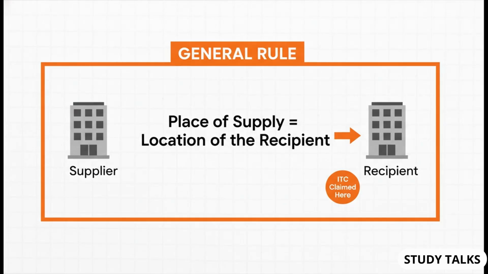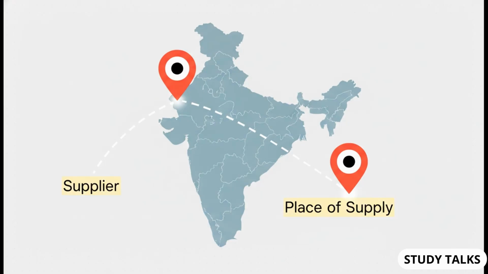For B2B services like this, the default general rule is that the place of supply is simply the location of the recipient. It just makes sense, right? That's where they're registered, and that's where they'll be claiming their ITC. So let's line it up. Location of the supplier, Maharashtra. Place of supply, which is the location of the recipient, Karnataka.